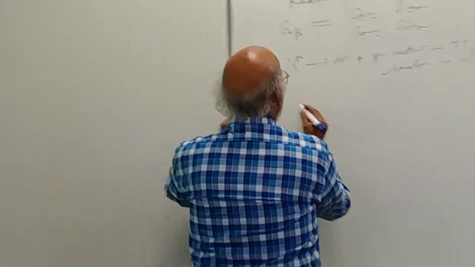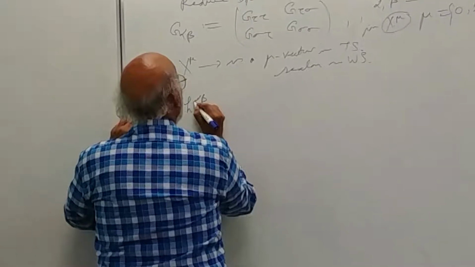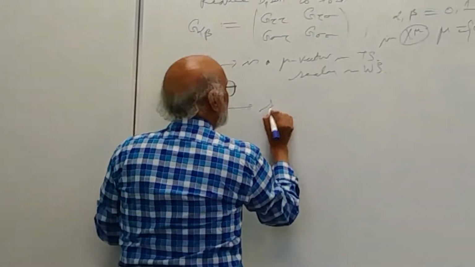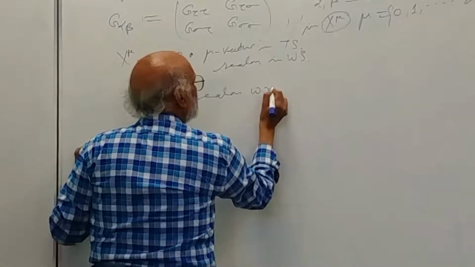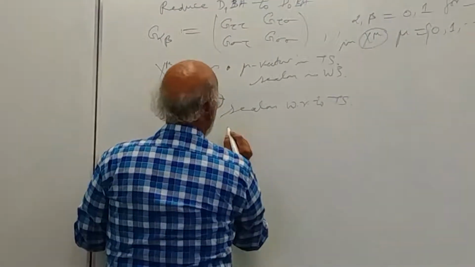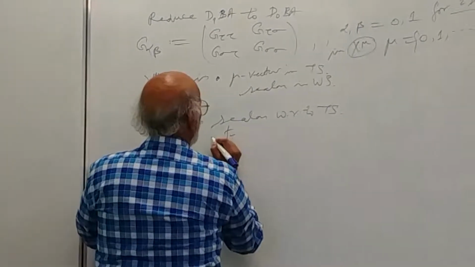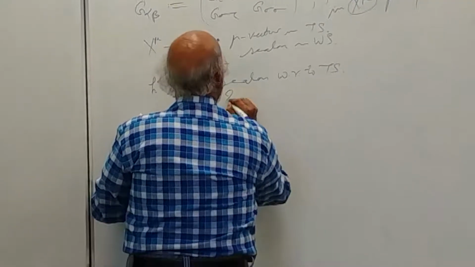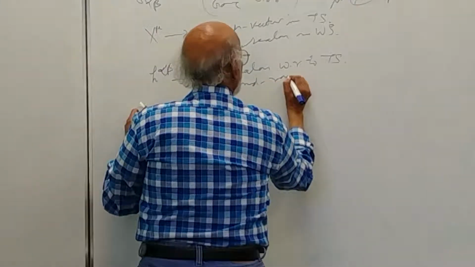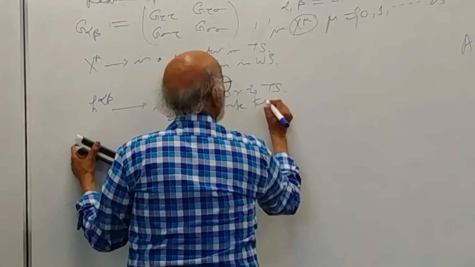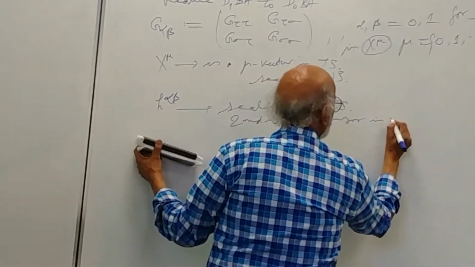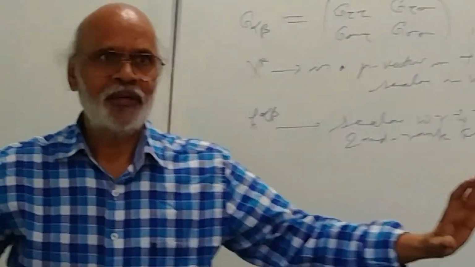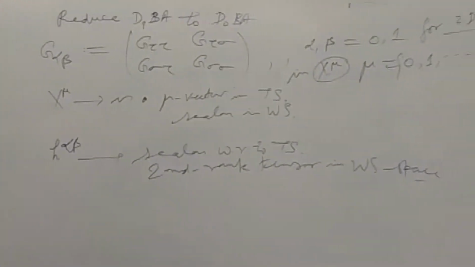So now what about h alpha beta? This has no index mu. So this is a scalar with respect to the target space, and it's a second rank tensor in the world sheet space. Is this okay? All right.